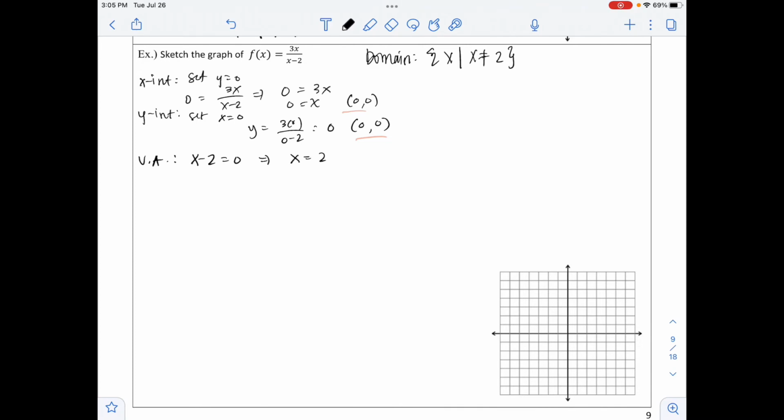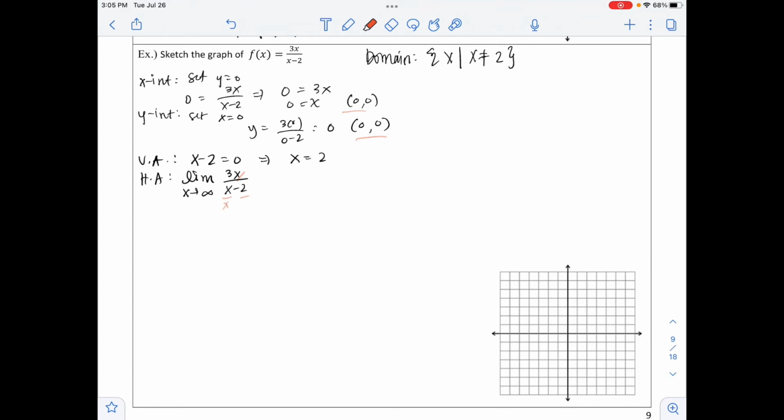And for the horizontal asymptotes, we need to look at the limit as x approaches infinity of our function, and our function is 3x over x minus 2. And to deal with this, first of all, notice that if you substitute infinity, you're going to end up with infinity over infinity, which is indeterminate form. And so the way that we dealt with this was we divided every single term by the largest exponent that we had on a term in the denominator. And so the power that we have for this one is just x to the first.